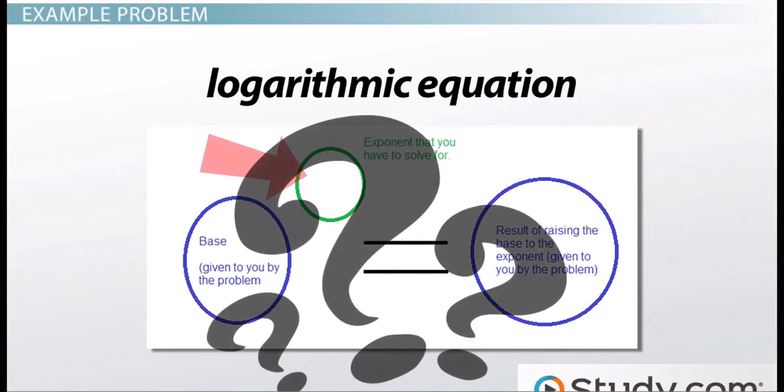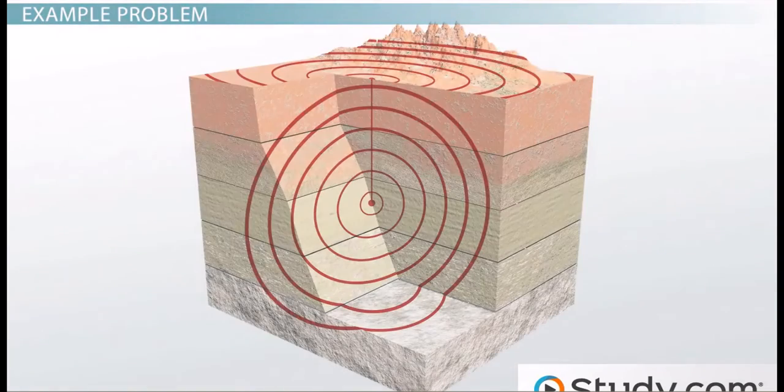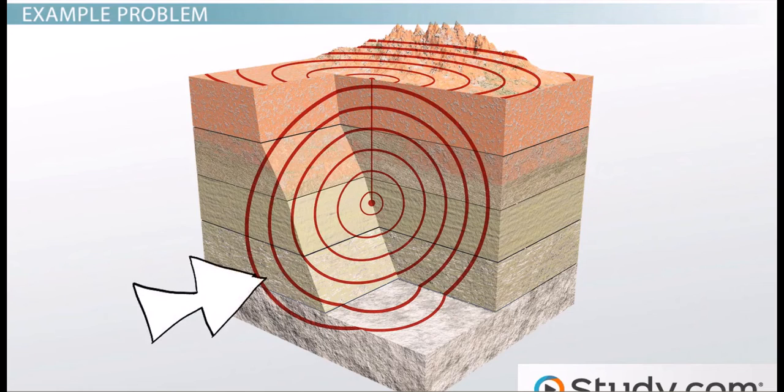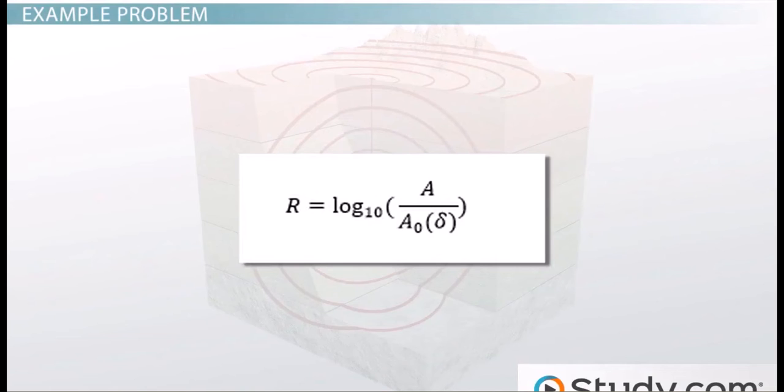So what could you possibly want to use this for? Well, for example, let's say you're a scientist studying earthquakes. The strength of an earthquake is measured on something called the Richter scale, where 1 is almost unnoticeable and 9 is extremely destructive. Here's how scientists calculate the Richter rating of a given earthquake.